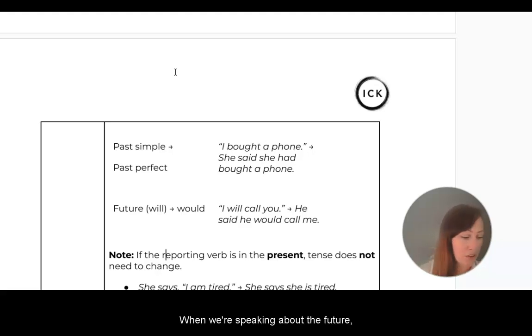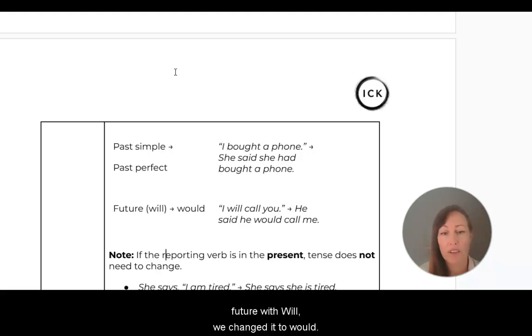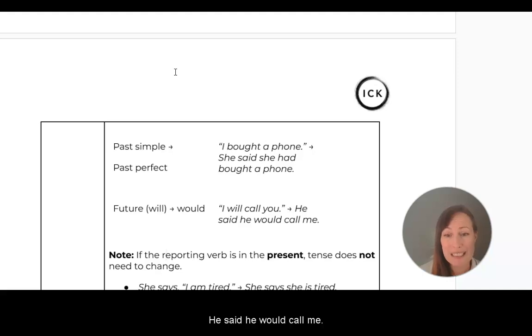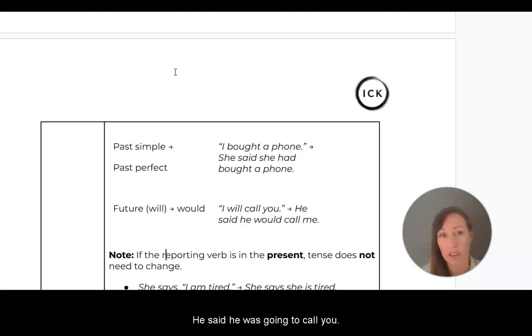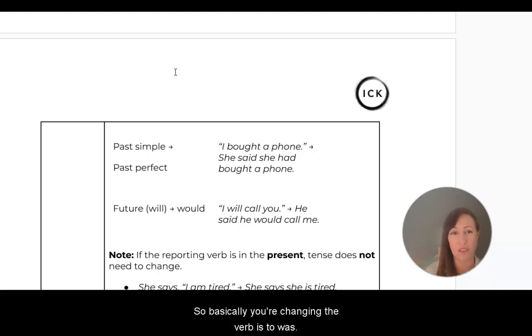When we're speaking about the future with will, we change it to would. I will call you. He said he would call me. Okay. Future with going to, for example, he is going to call you. He said he was going to call you. So basically you're changing the verb is to was.